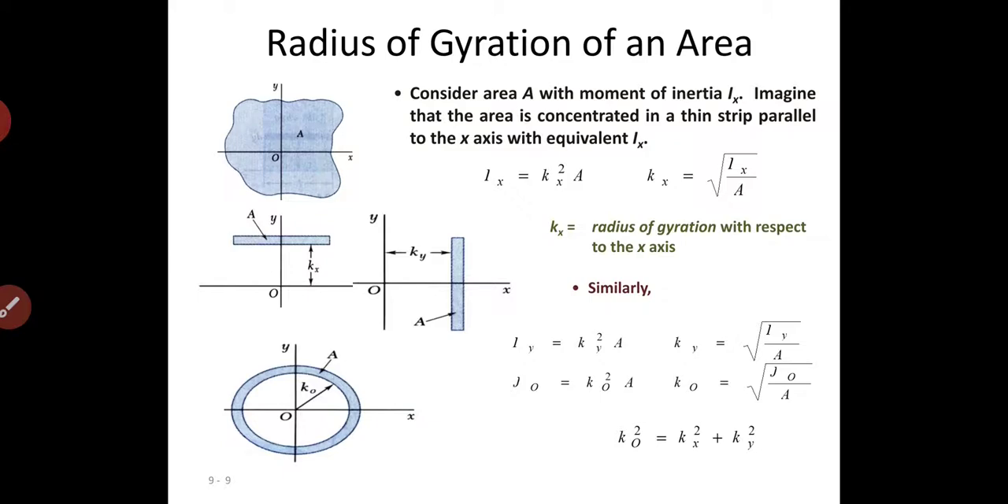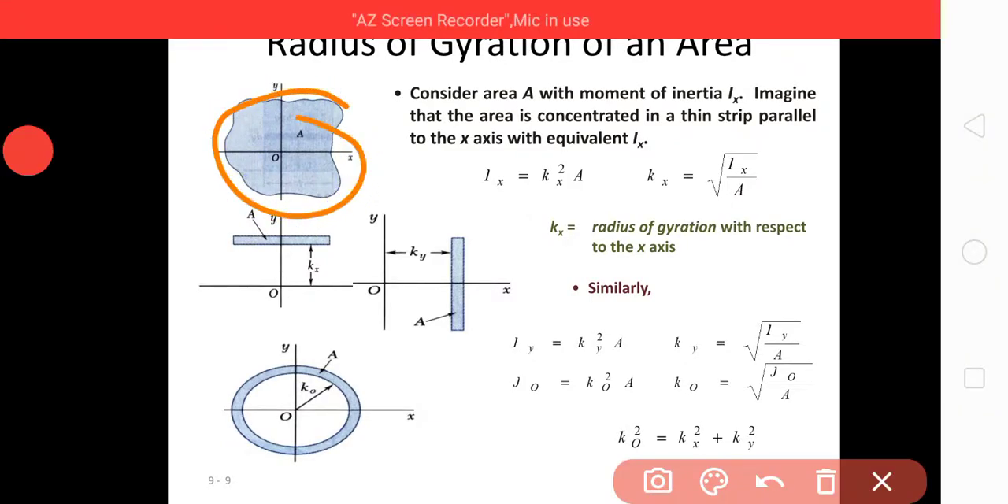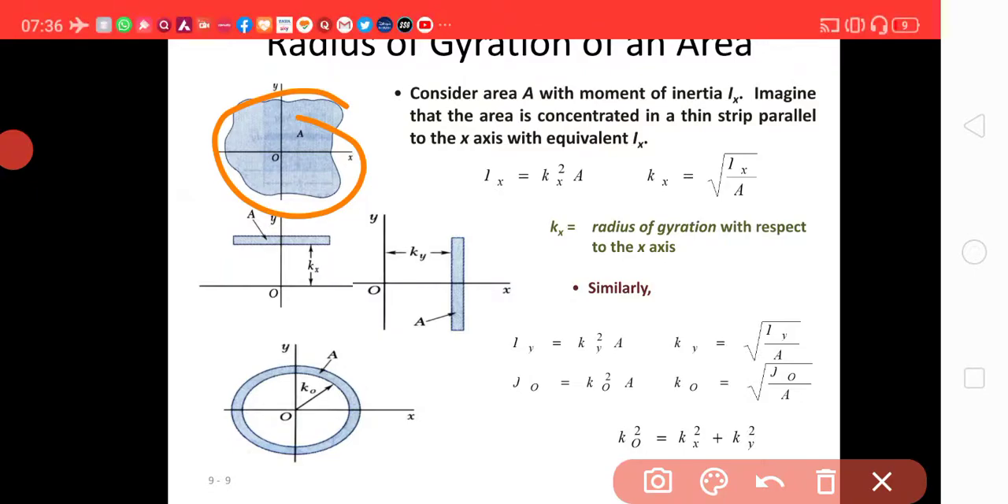Consider this area, A, with moment of inertia Ix dash. Imagine that the area is concentrated into a strip parallel to the x axis, which is equivalent to Ix dash. Then Ix is equal to kx square into A, or kx is equal to square root of Ix upon A.